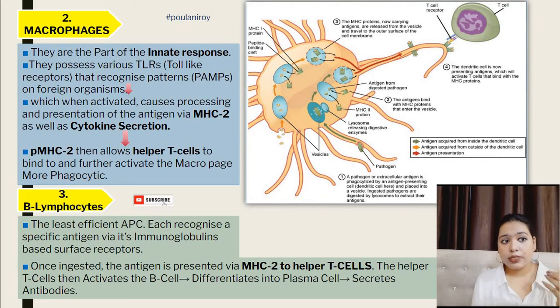Now see what is happening. This MHC is like a signal that the macrophages will be providing, so that the T helper cell comes and binds, and further activates the macrophage to become more and more phagocytic. It will give the instruction to fight against the pathogen, to destroy the pathogen.